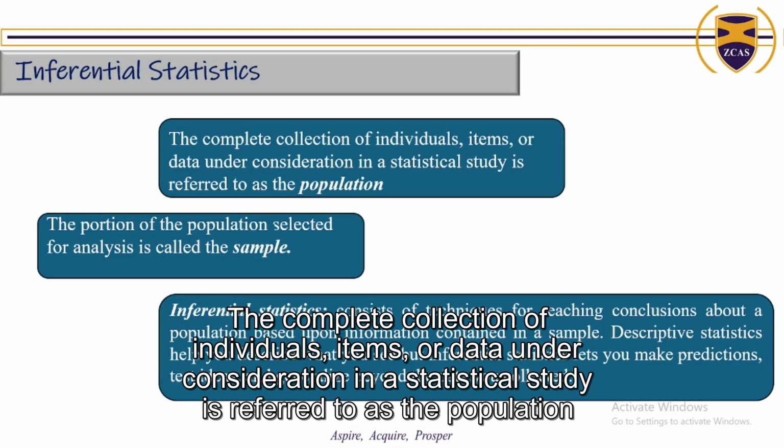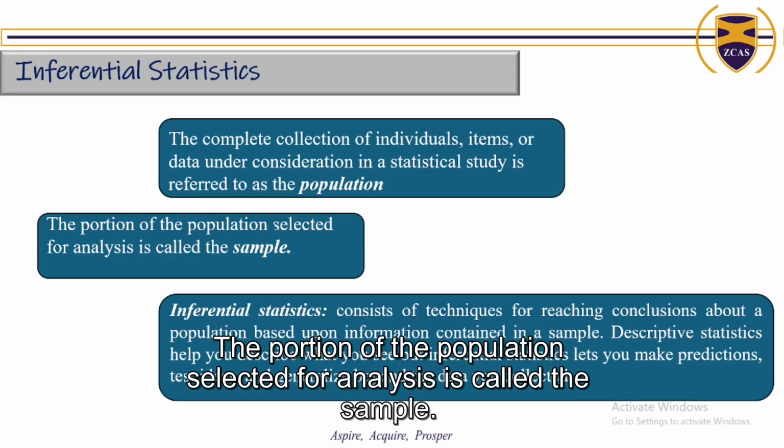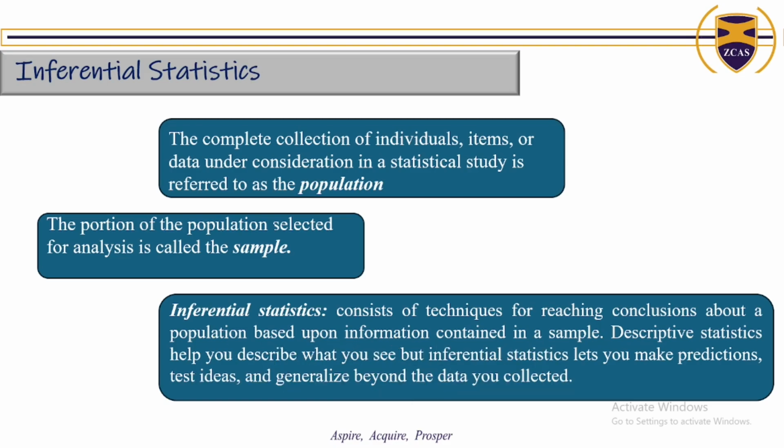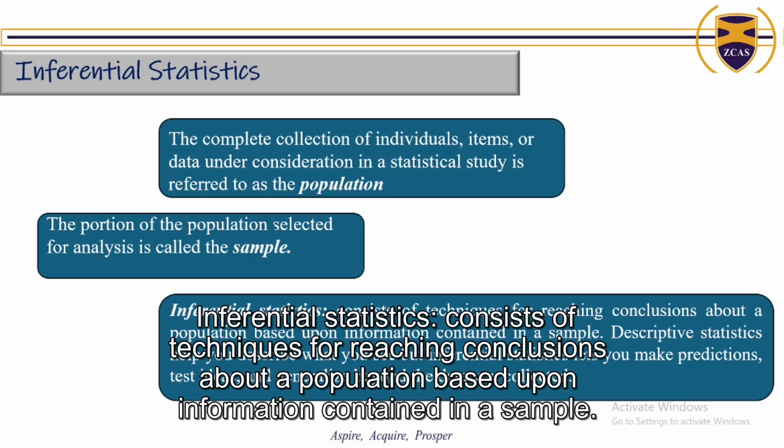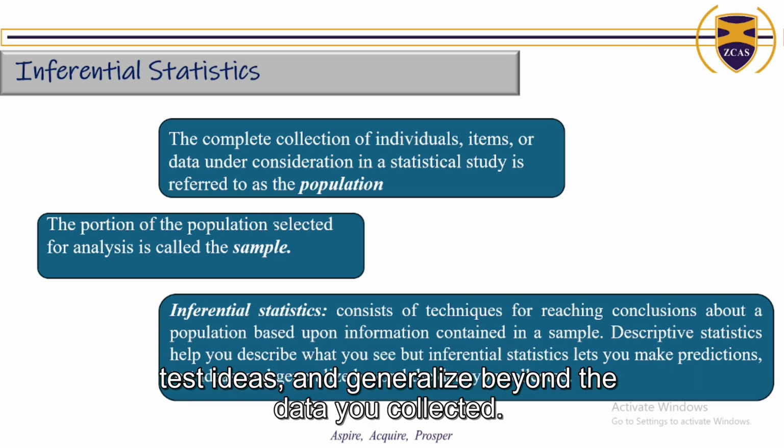The complete collection of individuals, items, or data under consideration in a statistical study is referred to as the population. The portion of the population selected for analysis is called the sample. Inferential statistics consists of techniques for reaching conclusions about a population based upon information contained in the sample. Descriptive statistics help you describe what you see, but inferential statistics lets you make predictions, test ideas, and generalize beyond the data you collected.